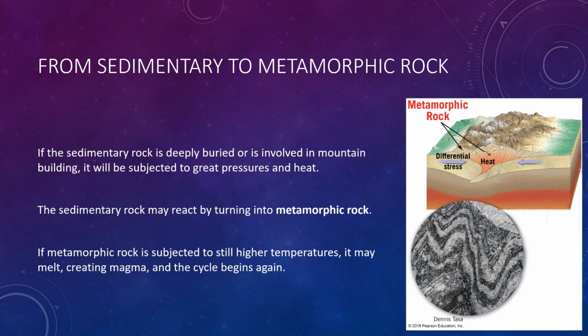If the resulting sedimentary rock becomes deeply buried or is involved in the dynamics of mountain building, it will then be subjected to great pressures and intense heat. The sedimentary rock may react to the changing environment by turning into the third type of rock, known as metamorphic rock. If metamorphic rock is subjected to still higher temperatures, it may melt, creating magma and renewing the cycle once again.